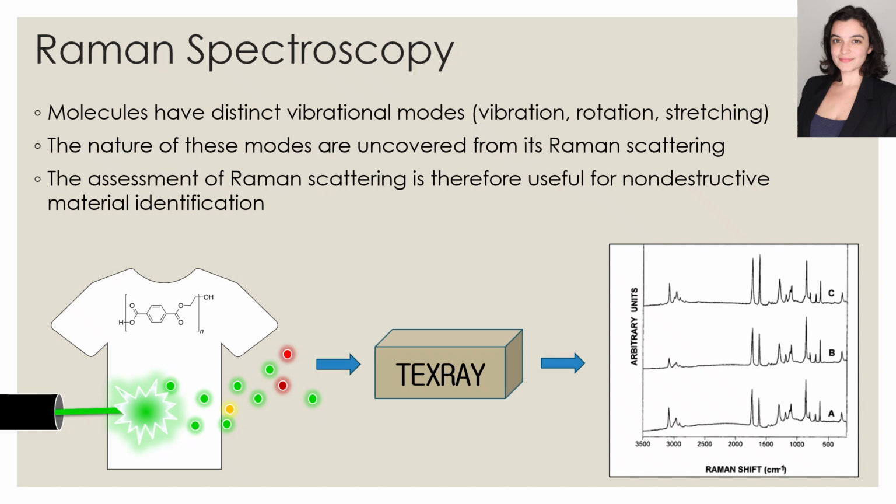However, about 1 in a million of those photons experience a shift in energy levels as a result of the laser's interaction with the molecule's vibrational modes. Raman spectroscopy can measure this energy shift and reveal a molecule's chemical fingerprint. Therefore, we can differentiate textile types by their varying molecular structures.